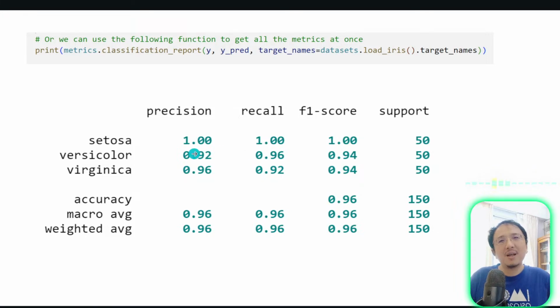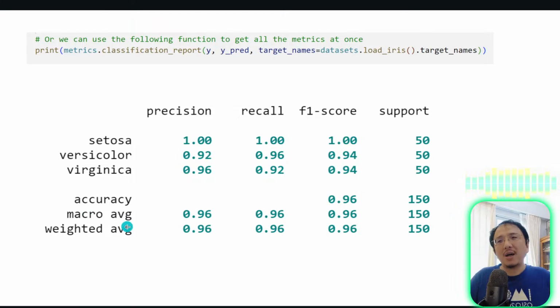And if the precision and the recall are pretty close, then the F1 score will be pretty close to the arithmetic average, the mean of precision and recall. The support means how many samples are in this class, the actual class. In this case, all of them are 50, 50, 50.